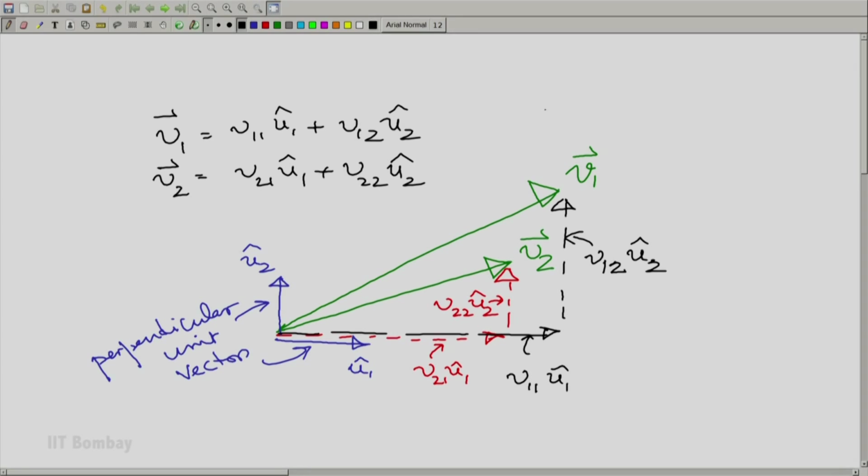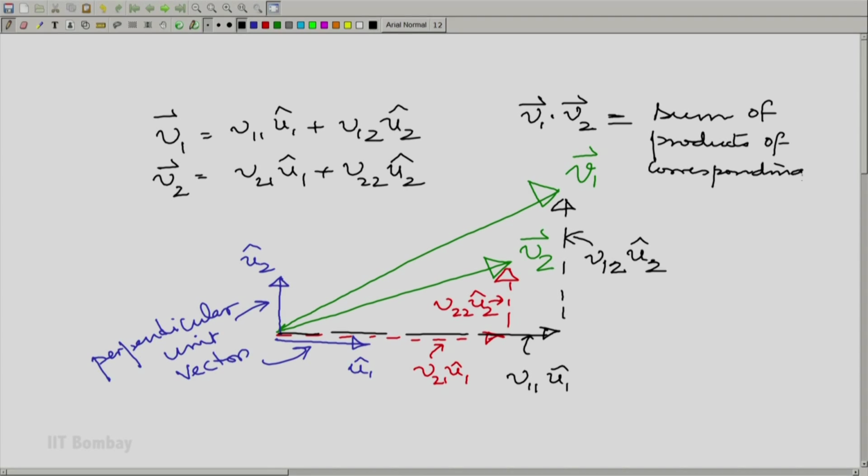And let me now use the symbol for dot product, which is a dot. So, V1 dot V2, we all know it to be essentially the product of corresponding components and then summed. So, sum of products of corresponding components, which I can expand as V11 V21 plus V12 V22. So, this is an important concept that we often encounter.